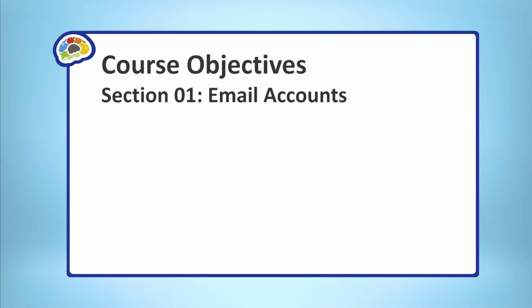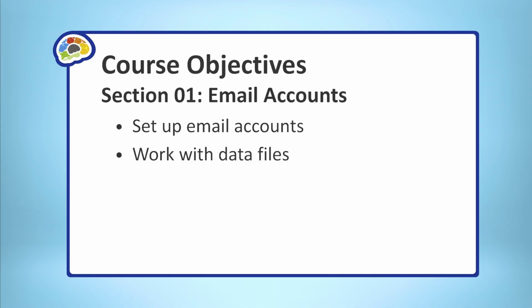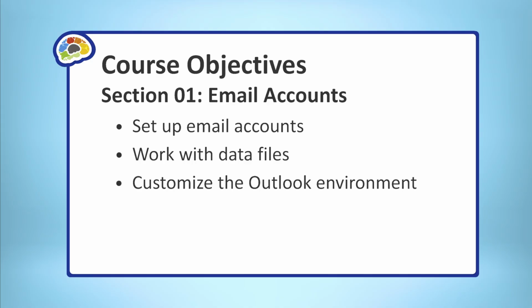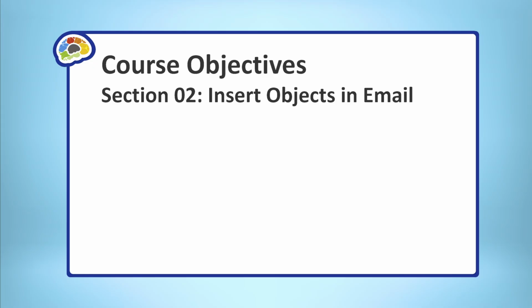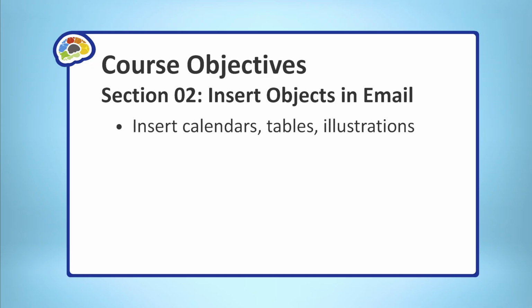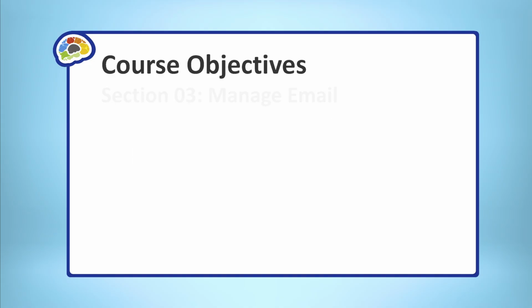We'll start with setting up different types of email accounts and working with data files. Then we'll customize the Outlook environment using multiple tools. Next, we'll look at the many types of objects you can insert into email messages, including calendars, tables, illustrations, drawings, voting buttons, and polls. Then, we'll look at ways to manage your email.